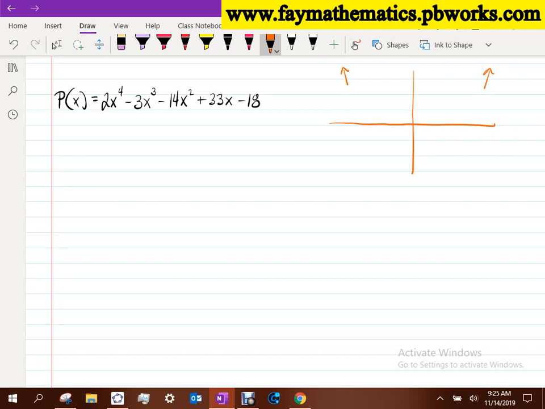I've got my negative 18 here. That's my constant. So if my x is 0, if that goes away, that goes away, that goes away, that goes away, when x is 0, y, or P of x, is negative 18, right? So I got my y-intercept. Okay.